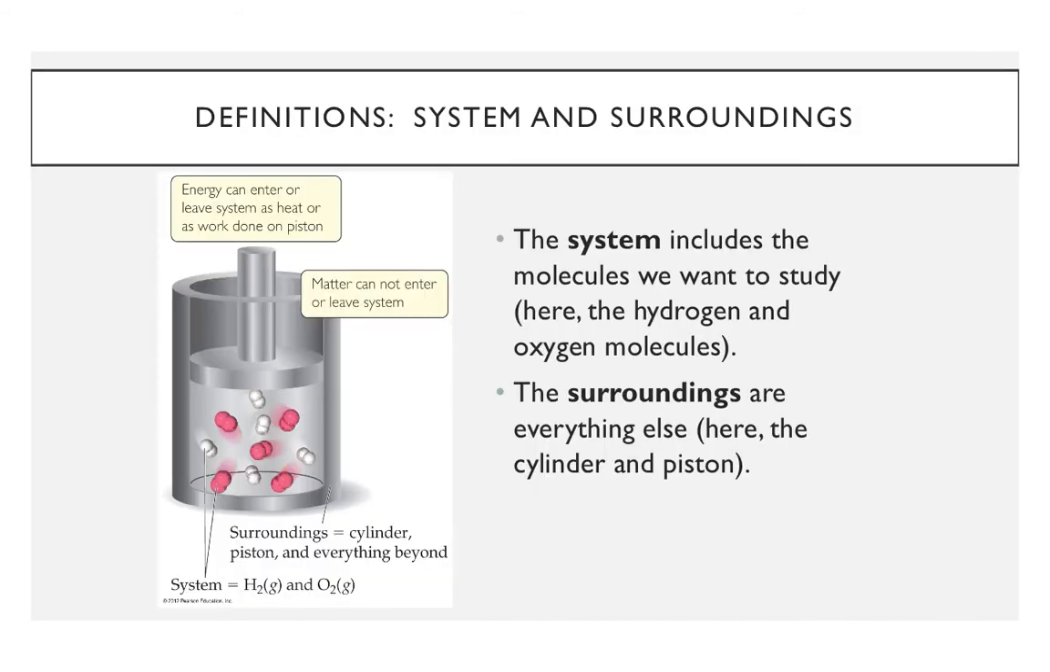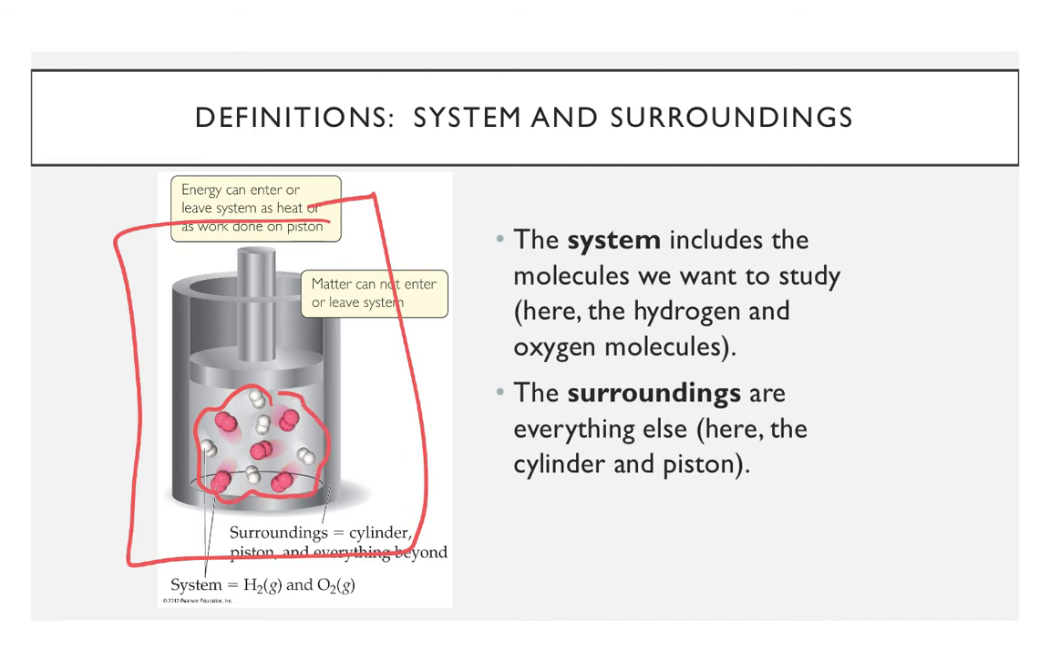When we talk about energy in chemical systems, one thing that's going to be important is to define what the system is and what the surroundings are. In chemistry, the system includes the molecules we want to study. In this particular case, the system would be the oxygen and hydrogen molecules. The surroundings are everything else: the piston, the cylinder, and even the air outside. We can define the system and the surroundings however we want. It just needs to be clear what we're talking about.